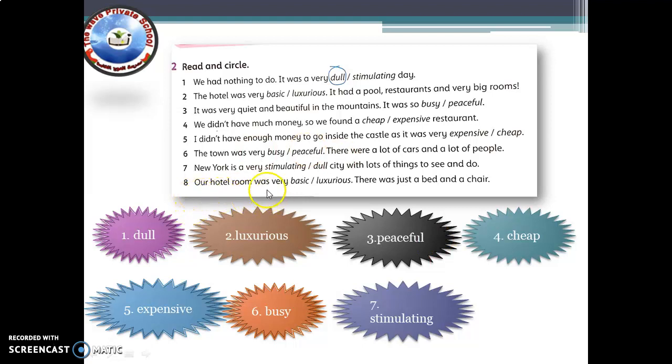Number 8, our hotel room was very basic or luxurious. There was just a bed and a chair, so it is, yes, basic. Very good.